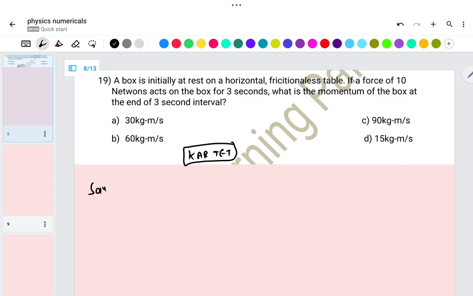So I will solve this in detail. So what is given? The force is given, which is 10 Newton, acts on the box for 3 seconds. So what is the time given? 3 seconds. What is the momentum of the box at the end of the 3-second interval?